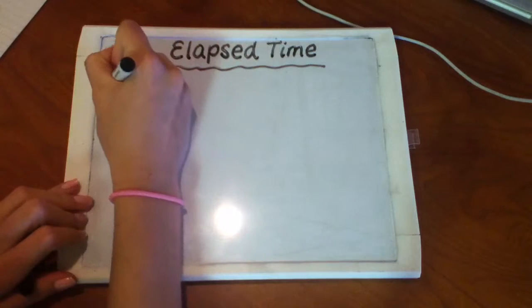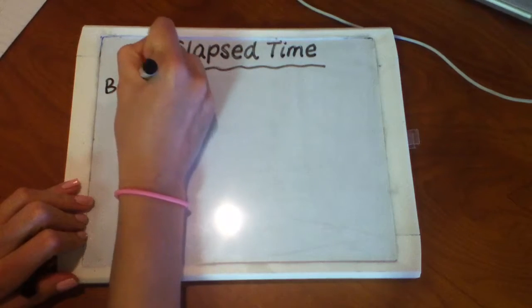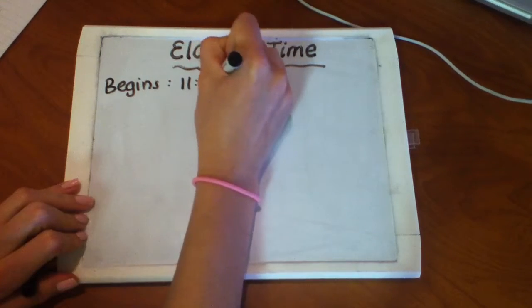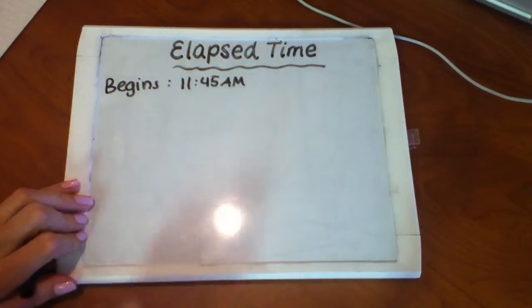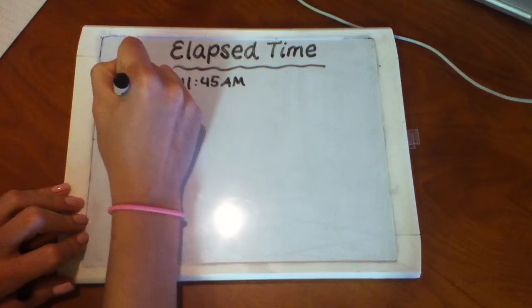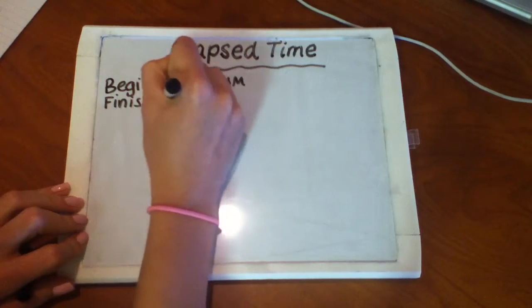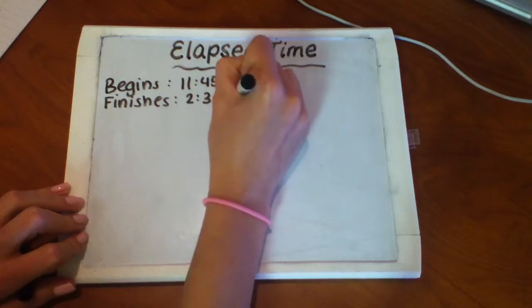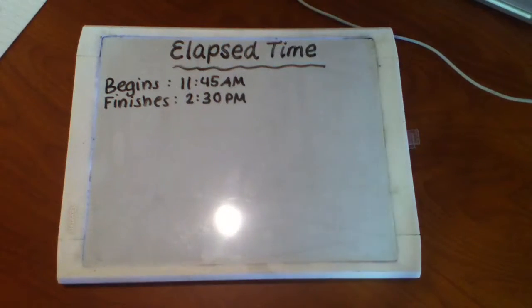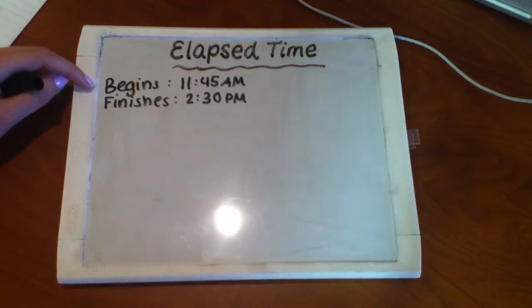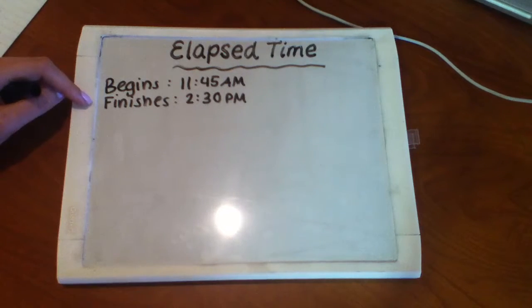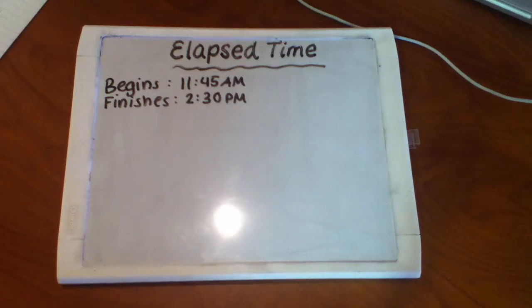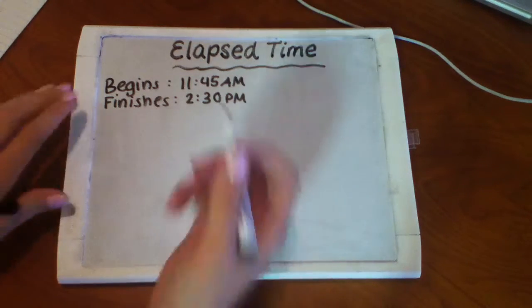So we know it begins at 11:45 a.m. and it finishes at 2:30 p.m. So we want to know how much time is in between 11:45 a.m. and 2:30 p.m. To start off, there's two ways that we can approach this. The first one is a chart.